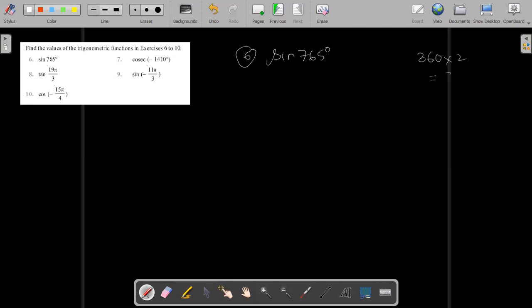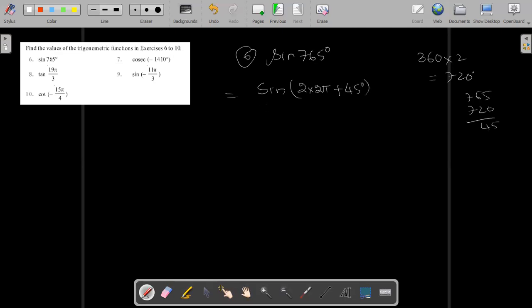Two 360s are 720. 765 is more than 720. So we can write this as 2 into 2 pi, and 2 pi is 360 degrees, so 2 into 360 degrees plus 45. You can check the difference: 765 minus 720. So this will be 720 degrees plus 45 degrees.